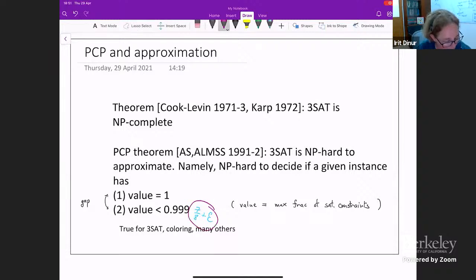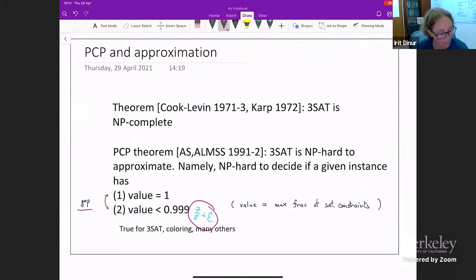The right number is 7/8, which is also kind of interesting because every clause in itself has 7 out of the 8 possible assignments. So it means that a random assignment is as good as it gets. And I'm not going to go into this, but there's a huge amount of work trying to understand for different CSPs what is exactly the correct gap and so on. And we know a lot, but there's also a lot we don't know in there, but this is not going to be the topic of this talk.